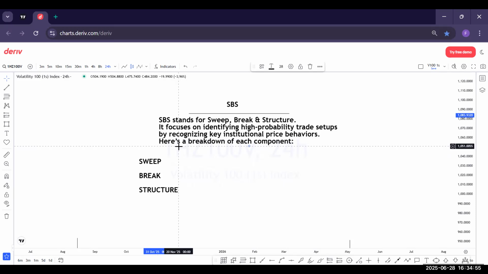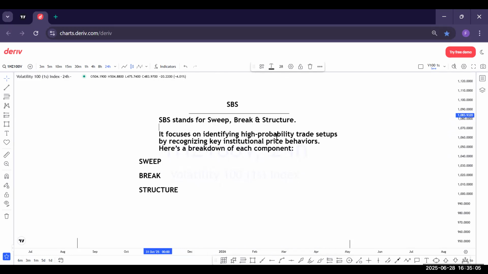As simple as that. SBS stands for sweep, break, and structure. The structure here is based on structural liquidity. It focuses on identifying high probability trade setups by recognizing institutional price behavior, and I'm going to give a breakdown.